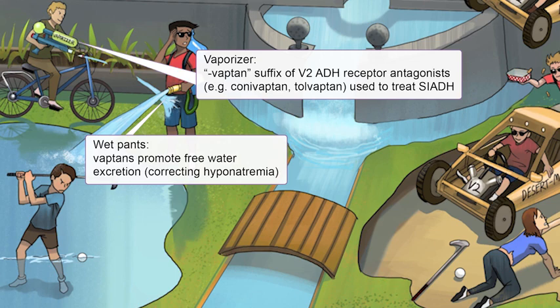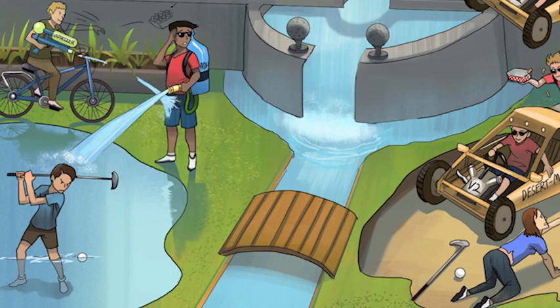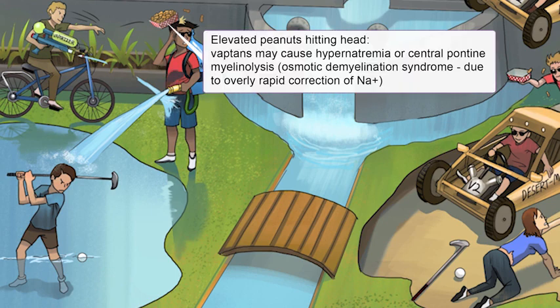ADH receptor blockers can be used along with free water restriction and hypertonic saline to correct the hyponatremia of SIADH. But remember to be careful about correcting the sodium too quickly. This may lead to central pontine myelinolysis or osmotic demyelination syndrome. The maximum rate of correction of chronic hyponatremia should be less than 10 milliequivalents per liter at 24 hours and less than 18 milliequivalents per liter at 48 hours. The serum sodium concentration must therefore be monitored very closely.